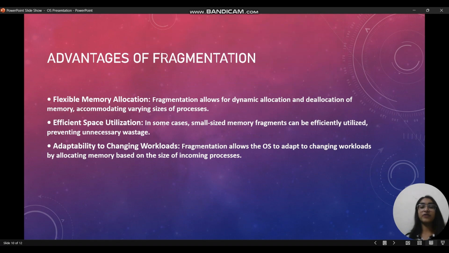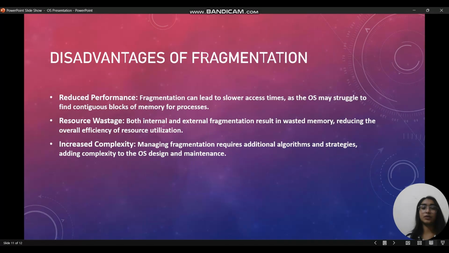Here is the advantages of fragmentation. Flexible memory allocation. Fragmentation allows for dynamic allocation and reallocation of memory, accommodating varying size of processes. Efficient space utilization. In some cases, small-sized memory fragments can be efficiently utilized, preventing unnecessary wastage. Adaptability to changing workloads. Fragmentation allows the OS to adapt to changing workloads by allocating memory based on the size of incoming processes.